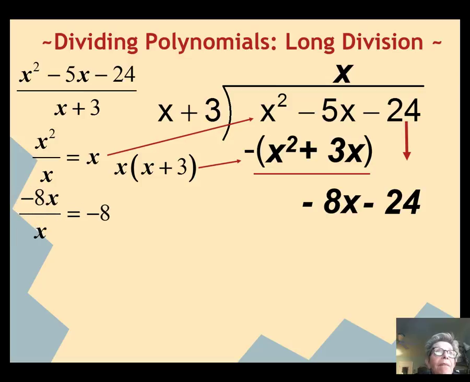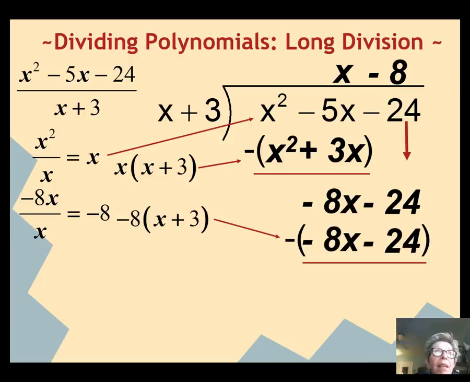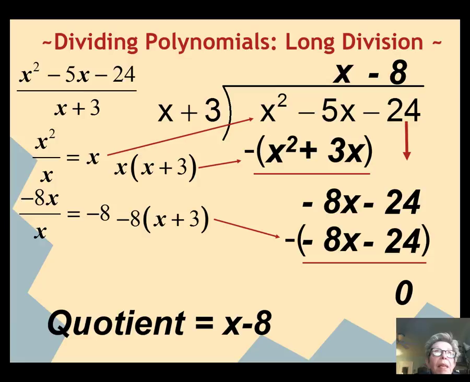Then we're going to take negative 8x and divide by x, and that gives us negative 8. That negative 8 goes up into the quotient. Next, we multiply negative 8 times our divisor. That gives us negative 8x minus 24. Keeping in mind again that we must subtract, that gives us 0. The answer for this problem then is our quotient x minus 8. Remember, if you want to check this problem, you would take the divisor, x plus 3, multiply it by the quotient, x minus 8, and you would get the dividend, x squared minus 5x minus 24.